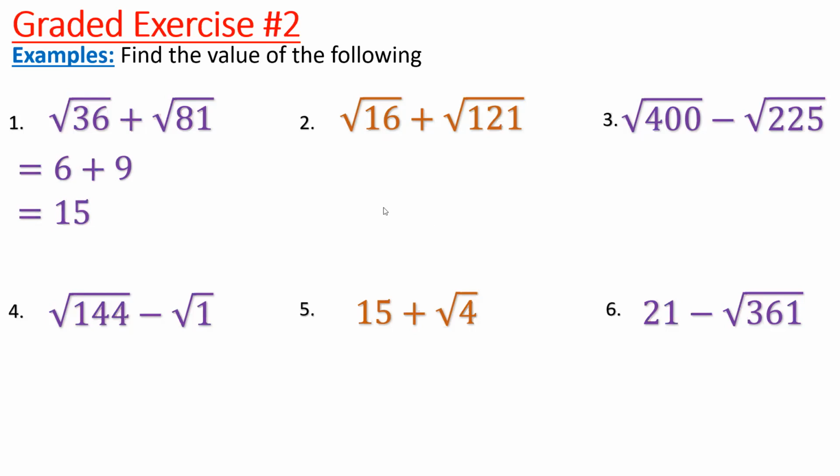For number 2, it says the square root of 16 plus the square root of 121. The square root of 16 would be 4 because 4 times 4 equals 16. And the square root of 121 is 11 because 11 times 11 is 121. And 4 plus 11 would be 15. Very good. 4 plus 11 is 15.